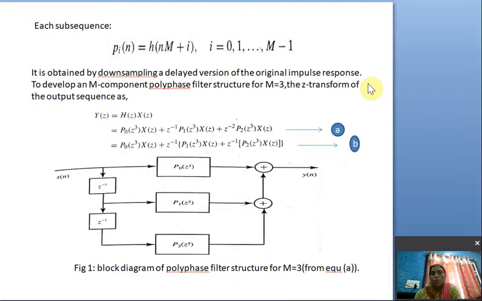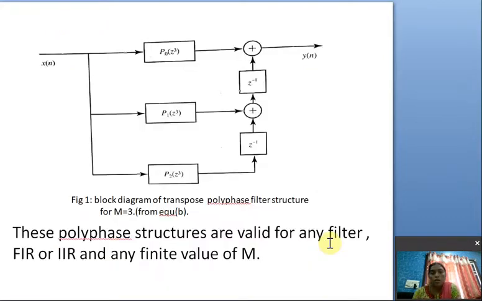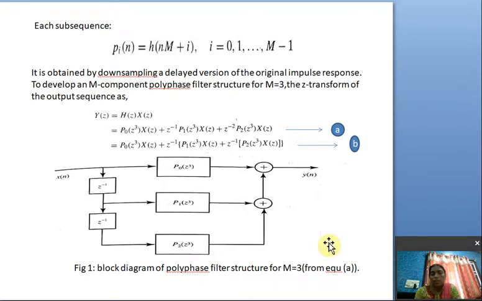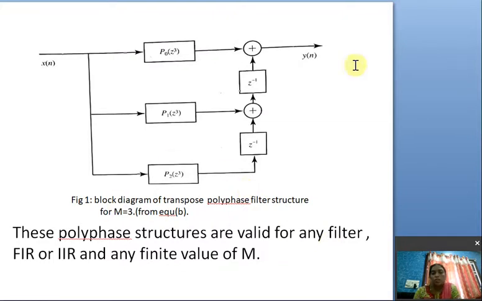To develop an M-component polyphase filter structure, suppose I take M is equal to 3, how can I develop the structure here? See here, like a direct form structure. In this way I can develop the structure for M is equal to 3. Right. Here is the transpose of the particular structure also. You know the transpose structure forms, so based on that you can draw like this. Just inverting the delay units and summers, you can get H(z) by using this structure also. These polyphase structures are valid for any filter, that means FIR or IIR, and any finite values of M.